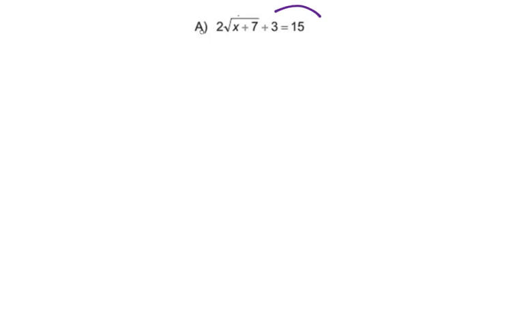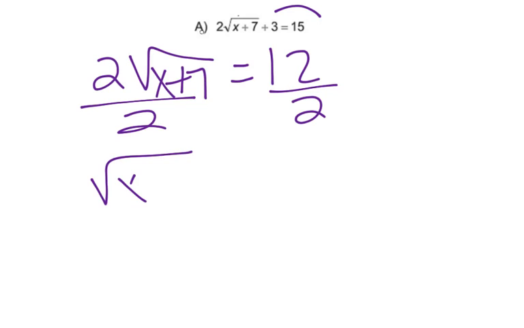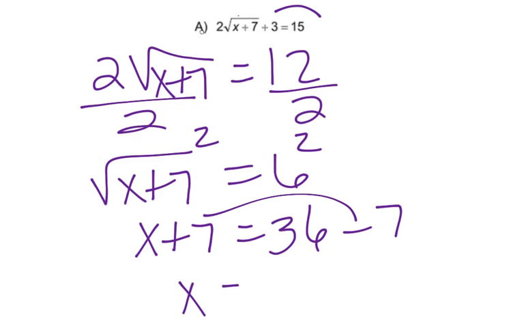Okay, move your 3. So 2 times the square root of x plus 7 is equal to 15 minus 3, which is 12. Got to move that 2, so divide by 2. Square root of x plus 7 is equal to 6. You're ready to square both sides. So x plus 7 is equal to 36. Last step is to move your 7. X is equal to 29.